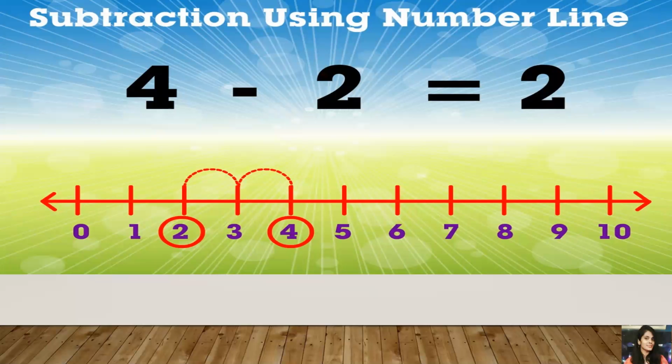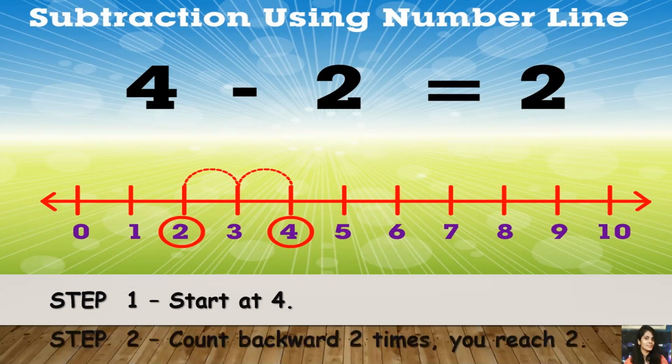Subtraction using number line. 4 minus 2 equals 2. So, for this subtraction method, there are total 2 steps. Step number 1. Start at 4. We will always start with the bigger number. So out of 4 and 2, the bigger number is 4.